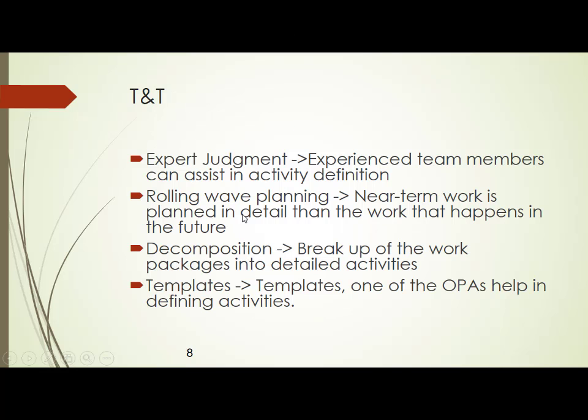Now I have mentioned this. What is expert judgment? Experienced team members can assist in the activity definition. So you are defining the activity. Probably your experienced team member may come and say that no, you are defining activity 1 as first priority and activity 2 as second priority. Since I have already done this project before, you put activity 2 as the first priority and activity 1 as the second priority. This is called expert judgment.